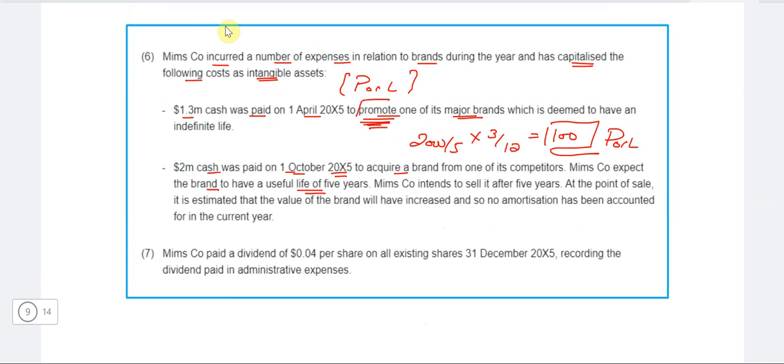Okay, then we have MIMS company paid a dividend of 0.04 per share. Okay, how many shares now? We had 60,000 initially. Then there was the share issuance, the rights issue of 15,000 shares. So now the total shares are 75,000. Multiply by 0.04. So let's do this as well.